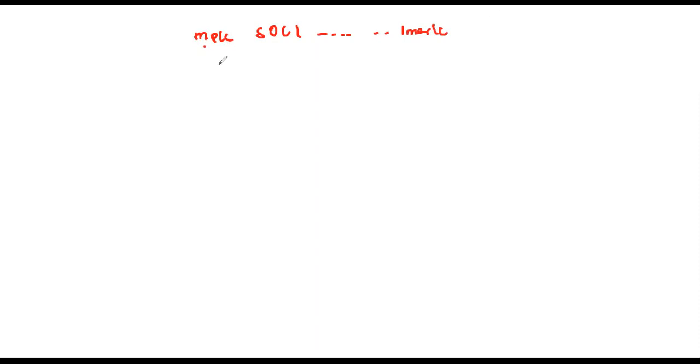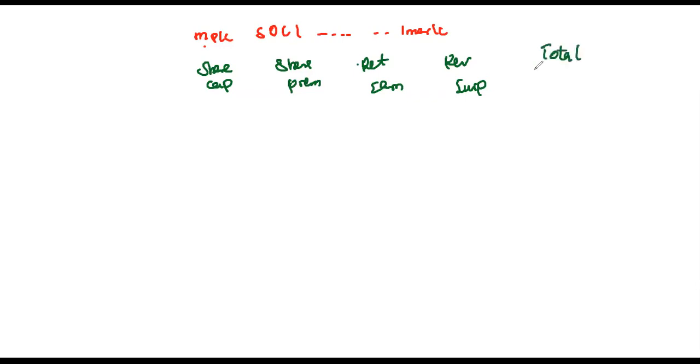You simply write the share capital here. It never changes. It's always the same. You have the share capital. You have your share premium. Never changes. Then you have your retained earnings. It's always the same. Then you've got your revaluation surplus. Never changes. And then what else do you have? Yes, you're going to have your total right here. This format never changes.